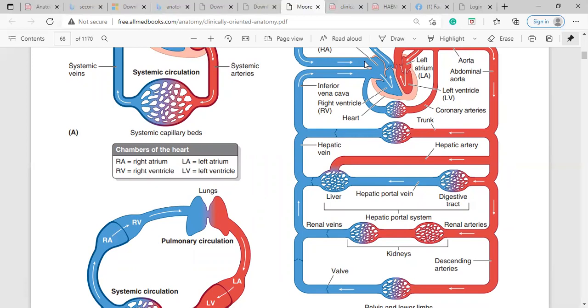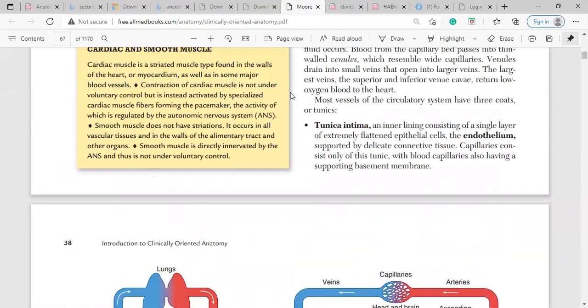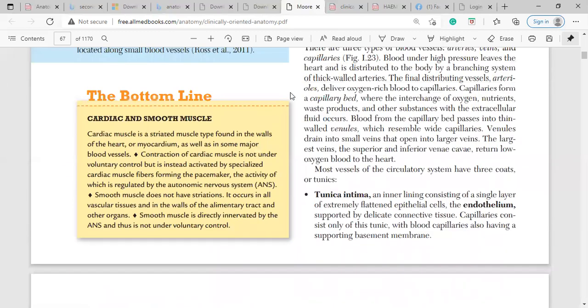The largest veins in the body are called the vena cava. The ones coming from the upper part of the body are called the superior vena cava, and the one coming from the lower part of the body is called the inferior vena cava. So that is what you need to know about the veins.